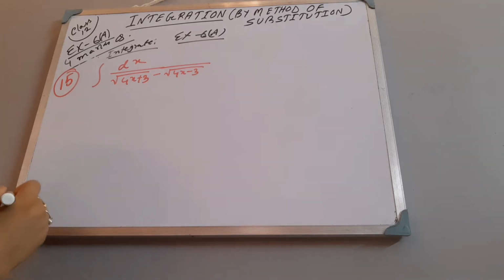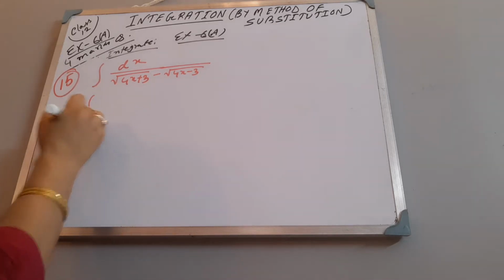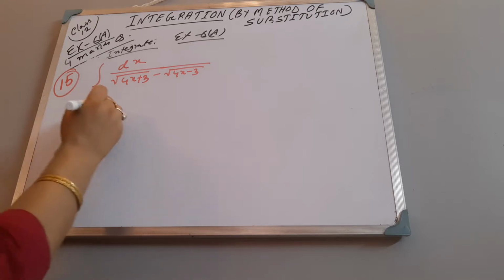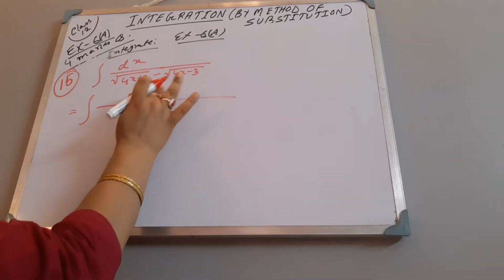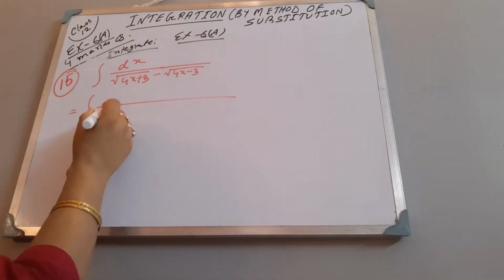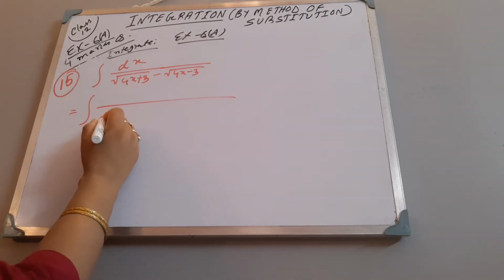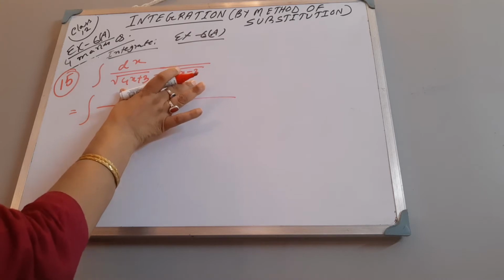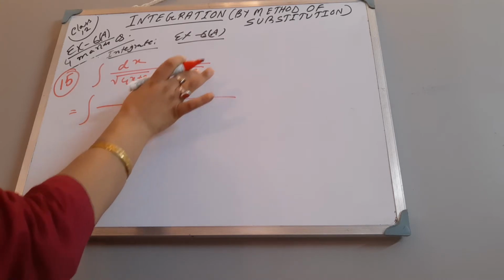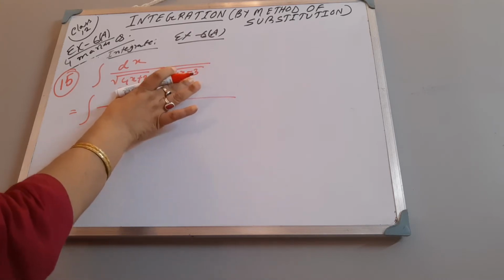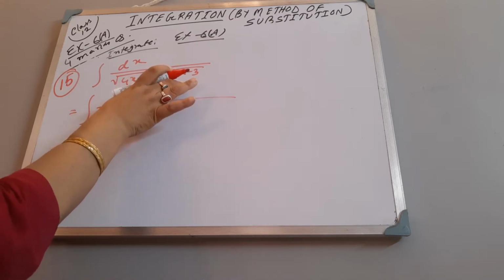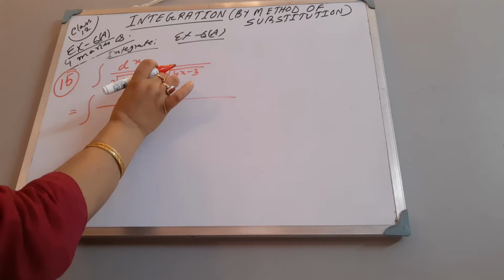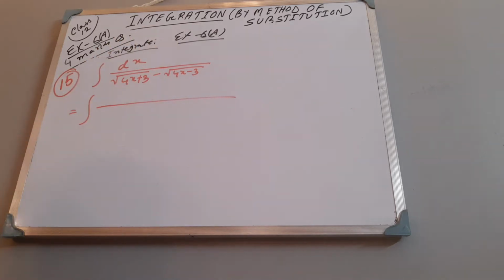Okay, at first we will just rationalize, like we did in class 10. Then dx, how to do it? It's better we write it on this side. Let us multiply the denominator by its conjugate term, square root of 4x plus 3 plus square root of 4x minus 3, and similarly we have to multiply the numerator also.